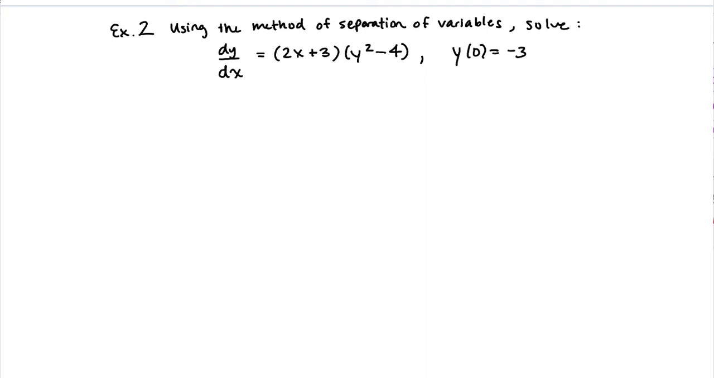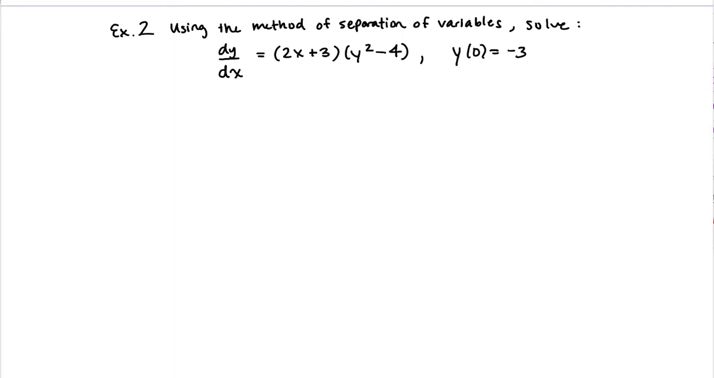So for our next example, we're going to use the method of separation of variables to solve dy/dx is equal to (2x + 3) times (y squared minus 4). And our initial condition is y of 0 equals negative 3.